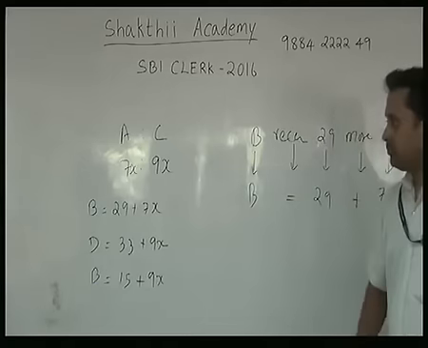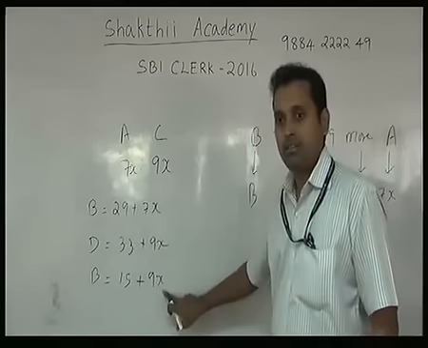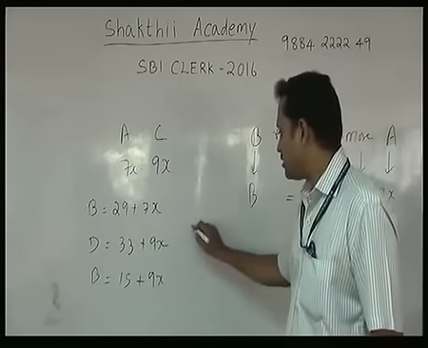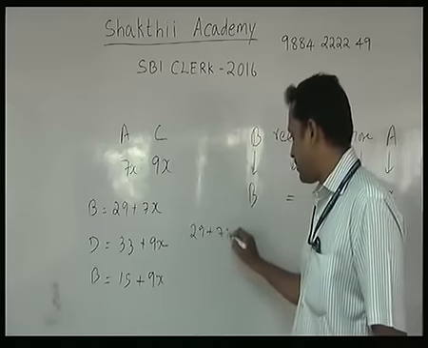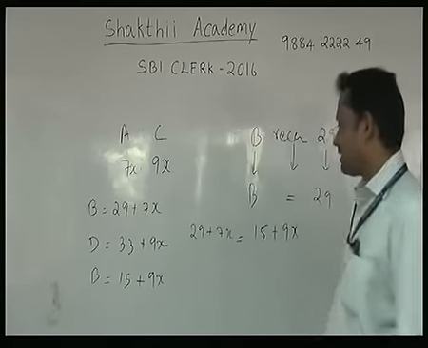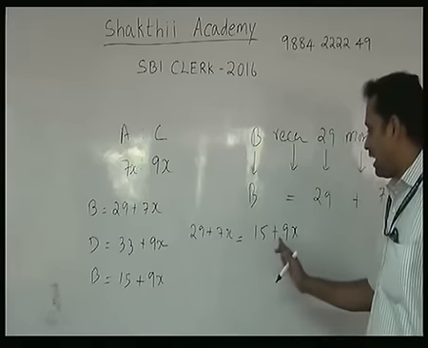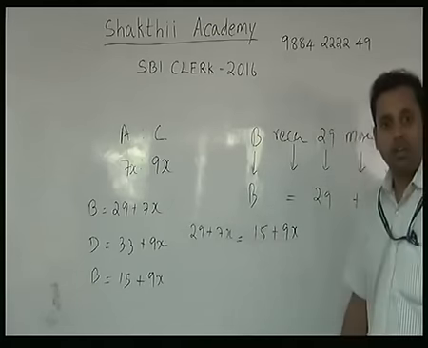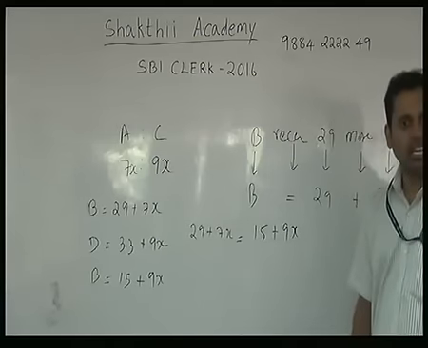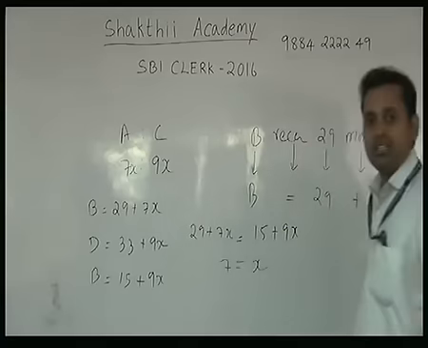So now 29 plus 7x is equal to 15 plus 9x. Correct or not? So I will substitute like this: 29 plus 7x equals 15 plus 9x. When this 7x comes to this side, 2x. And when this 15 goes to that side, 14. So 2x equals 14, x equals 7. So directly I can say x is 7.